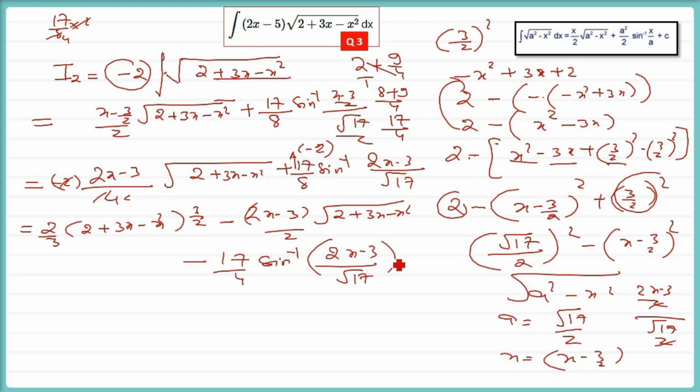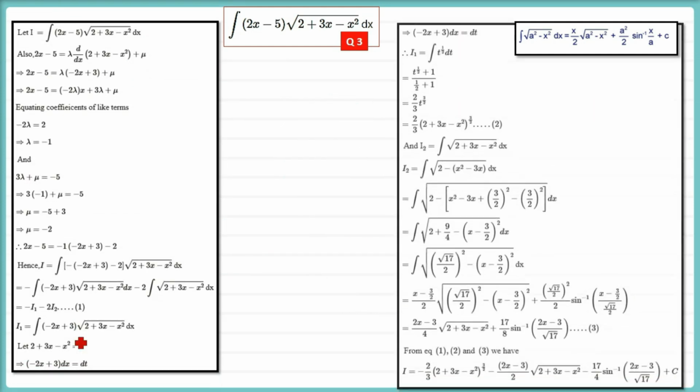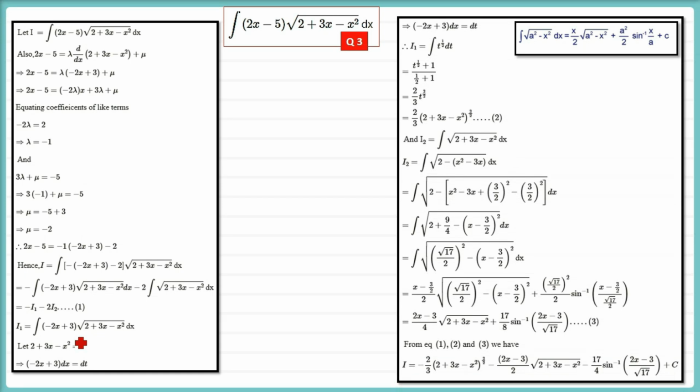So just keep it in the bracket. Always keep these things in brackets. This is I1, this is I2. We have added them together, and this is your final result. The way I have done it is projected here so that you can take a reference later on also. There are certain complications in this question and we have resolved them.